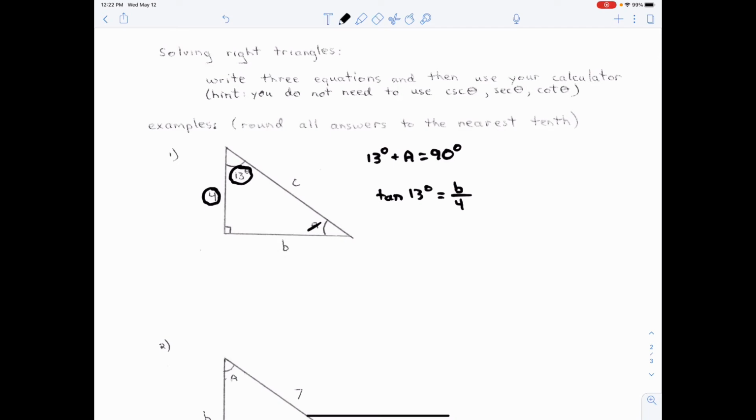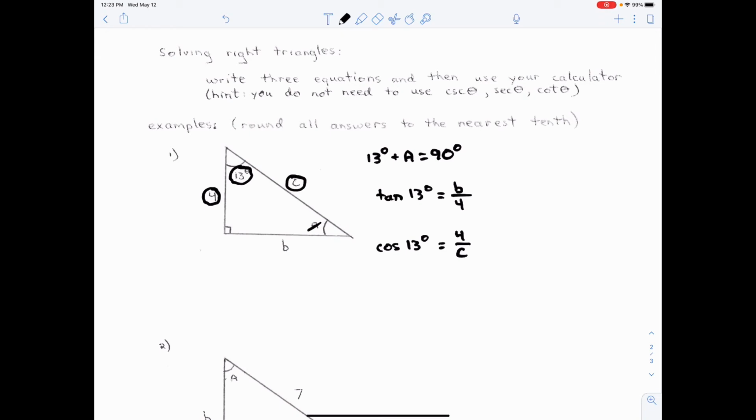Okay, now, we found B, or at least the equation for B. Now let's find side C. Again, we're going to be mixing up angles and sides. So, relative to the 13 degrees, C is the hypotenuse and 4 is the adjacent. So let's use the adjacent over hypotenuse. That's cosine. So we have cosine of 13 degrees equals 4, the adjacent, over the hypotenuse, which is C.